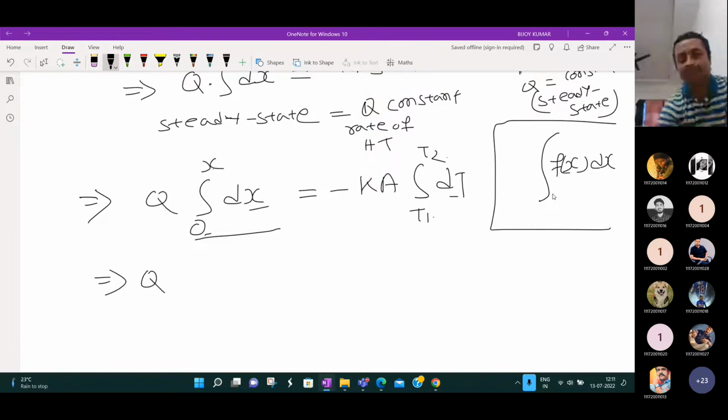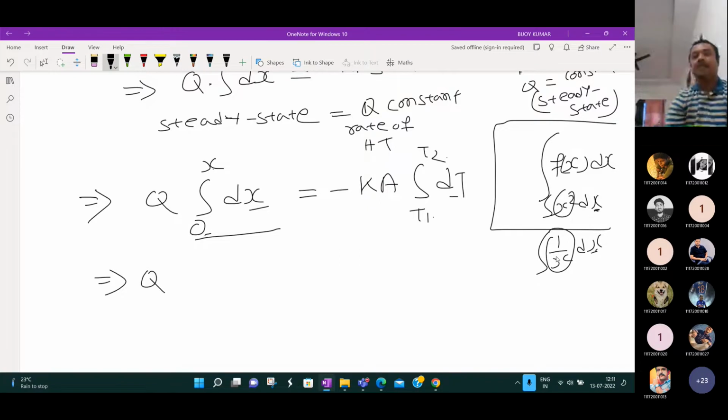Generally, we are doing integration like f of x dx. Suppose x square dx, or 1 by x dx. Like that it will be there. So this is a function of x. Then only we are doing integration. So here no such conditions are there. So then how to do integration?